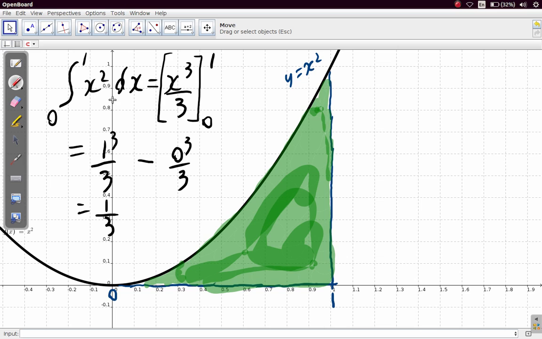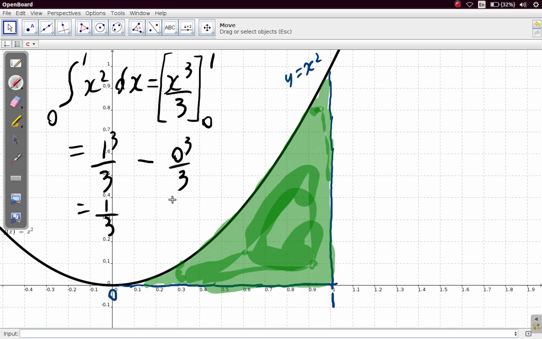So you have x squared from 0 to 1. You have x cubed over 3. Therefore, 1 cubed over 3 minus 0 cubed over 3. So this is 1/3. So you see that?